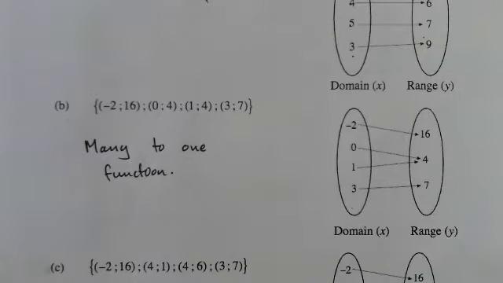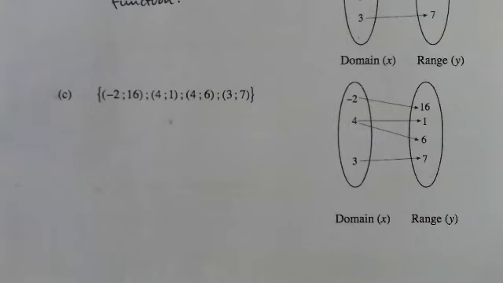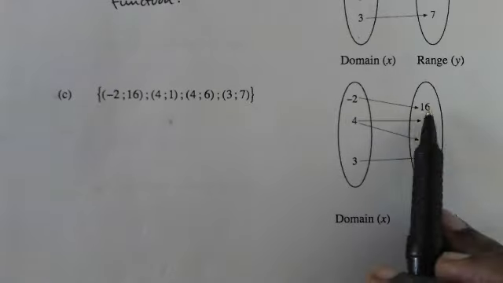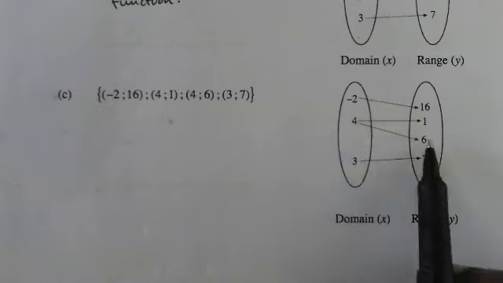Now let's see what's happening at C here. Right, we've got this one. Negative 2 gives you 16, 4 gives you 1, but 4... So now we've got one input giving two outputs.